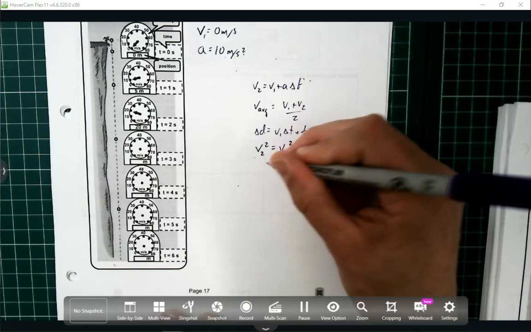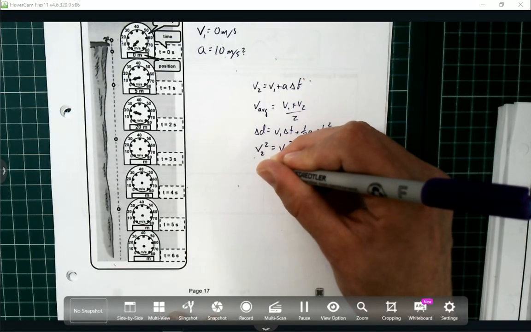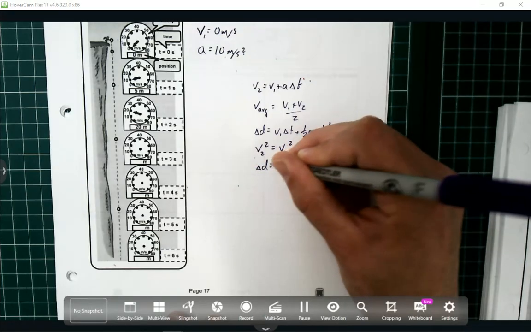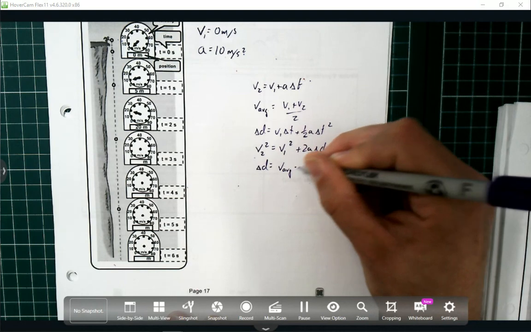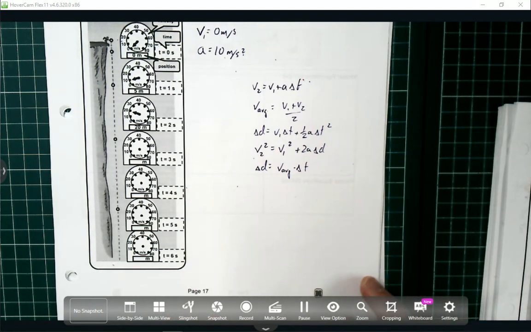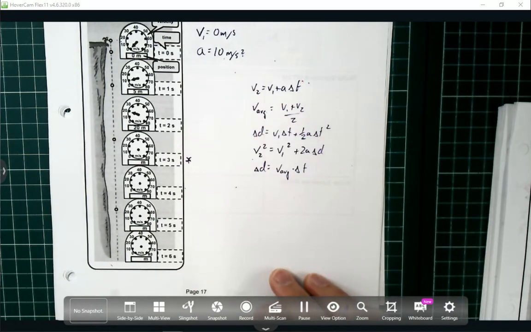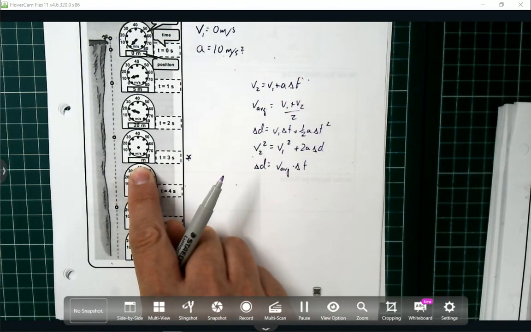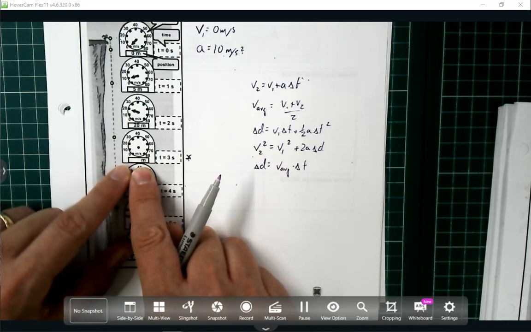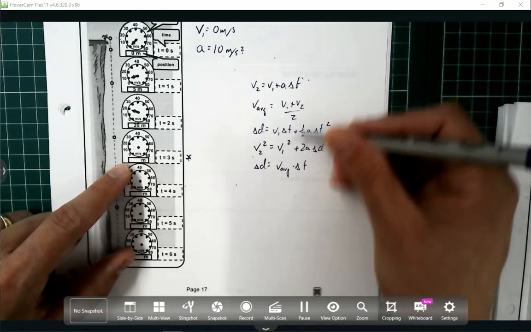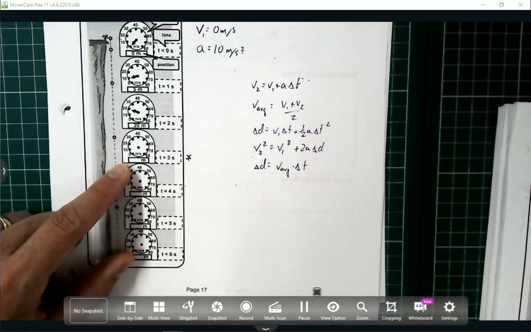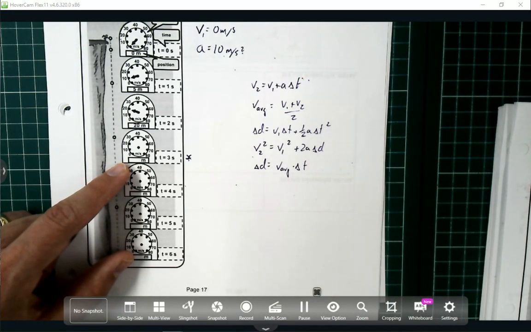And then of course we wrote it as delta D is equal to V average times delta T. And so maybe not in the same order that they were presented in the notes, but these are our 5 equations of motion, okay? And so I think to myself, at this moment in time, I would like to figure out how far I've fallen after 3 seconds, or how far the rock has fallen after 3 seconds. Which equation do you think would help us to figure out how far after 3 seconds?